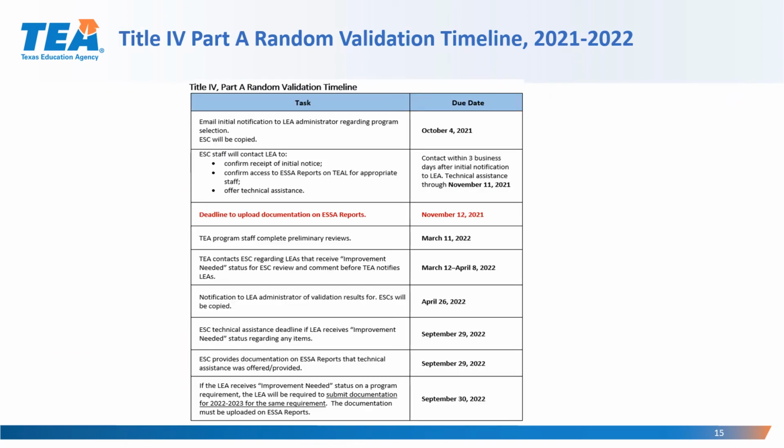This is the timeline for LEAs selected for Title IV Part A random validation in 2021 through 2022. Selected LEAs will be notified on October 4th, 2021. The deadline for an LEA to submit documentation through ESA Reports is November 12th. The LEA will receive notification of validation results in April 2022. ESC staff will contact the LEA to provide technical assistance from the start date of the LEA notification, which is October 4th, through November 11th, prior to submitting documentation to the Texas Education Agency.